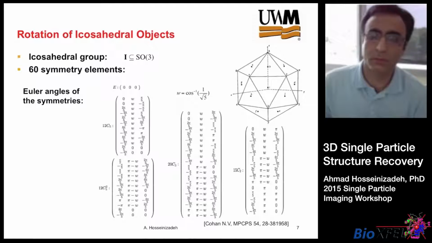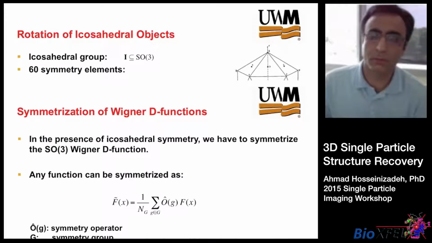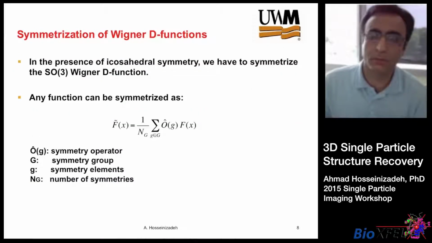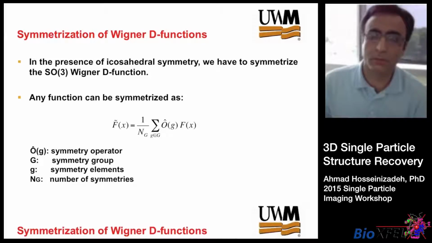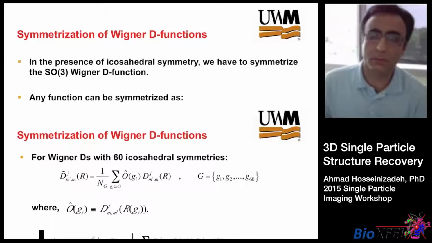So the ordinary Wigner D function in SO3 should be symmetrized in order to use the icosahedral symmetry. In general, any function f(x) can be symmetrized in this way, and this is the symmetry operation. This is a function. Capital G is just a group, and little g is just an element of the symmetry group, and n is just the number of symmetries. So we have to incorporate all symmetries and then make an average.